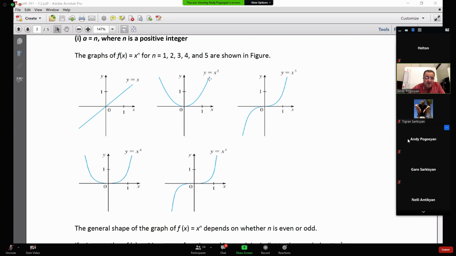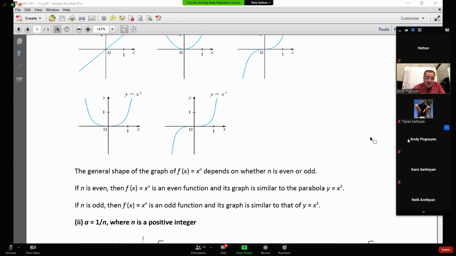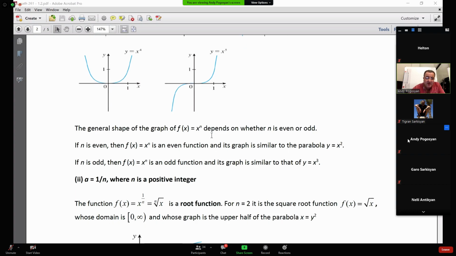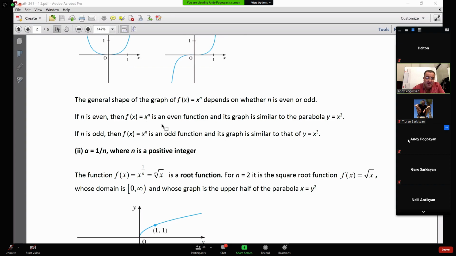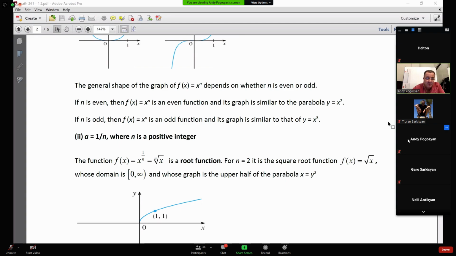Fourth degree will be similar to the parabola y equals x squared. It's also parabolic, except close to zero the shape is a little bit different, closer to the x-axis, and then it increases faster than, let's say, x squared. x to the 5 and x to the 7 will have graphs similar to x cubed. So in general, the shape of the graph of f of x equals x to the n depends on whether n is even or odd. If it's even, it's similar to y equals x squared. If it's odd, it's similar to y equals x cubed.